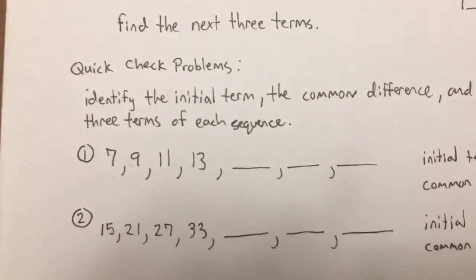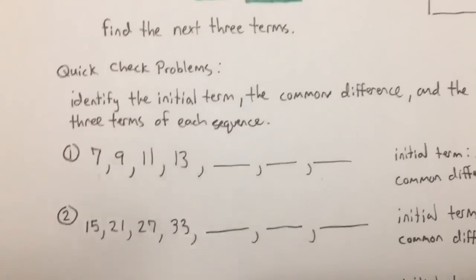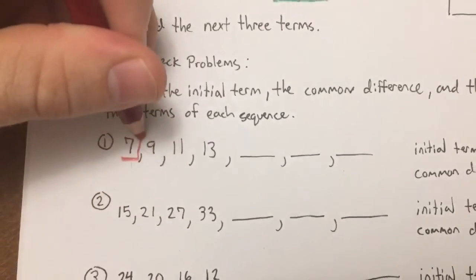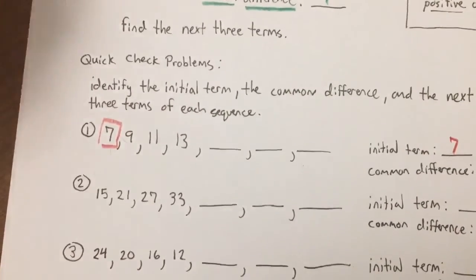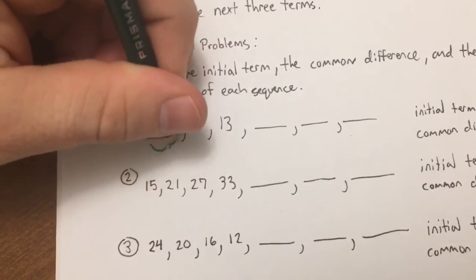All right, now that you've worked out the problems, let's try number 1. So here's our sequence. Let's identify the initial term, which is our starting number here. So our initial term is 7. And our common difference, well, it looks like it's increasing by a value of 2.